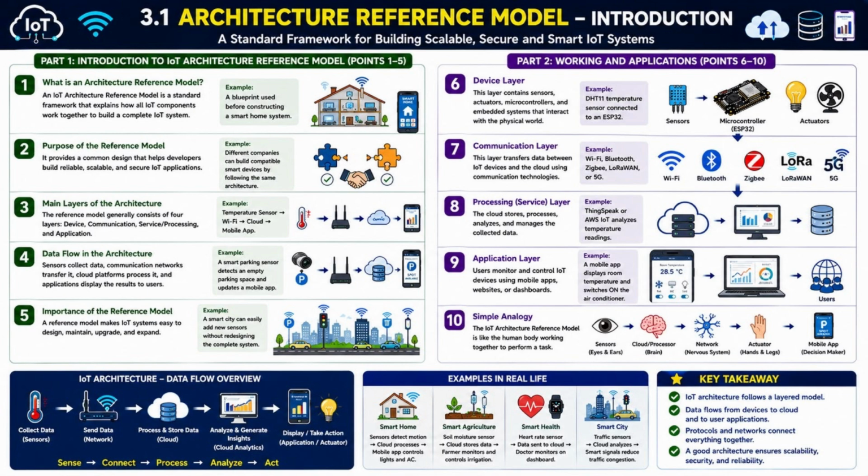What are the main layers present in the architecture of the reference model? That is also important. Generally, it consists of device layer, communication layer, service layer, application layer. These four layers are the main layers of the reference model. We will learn one by one.